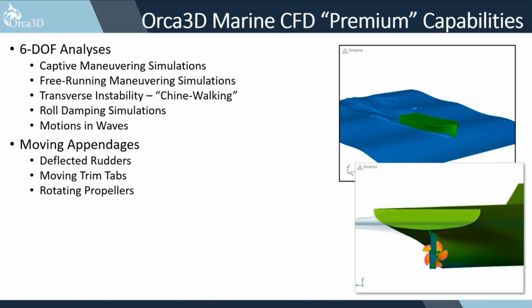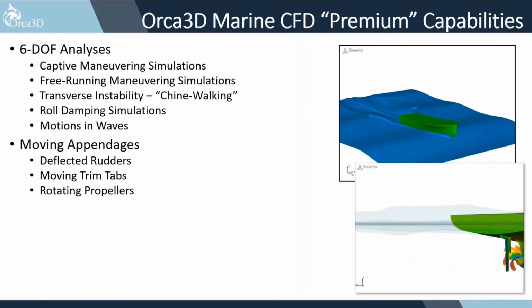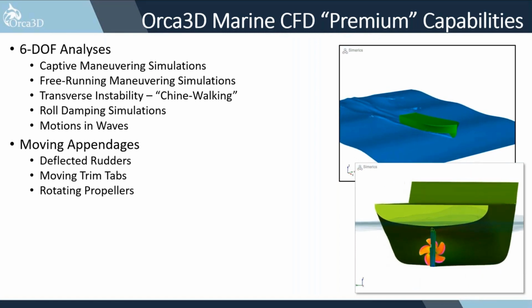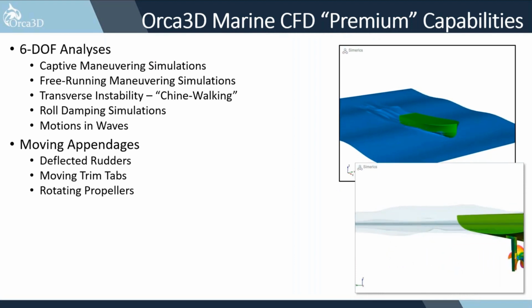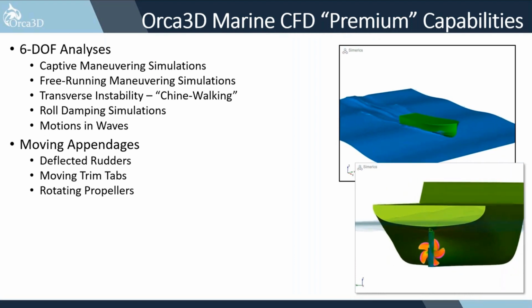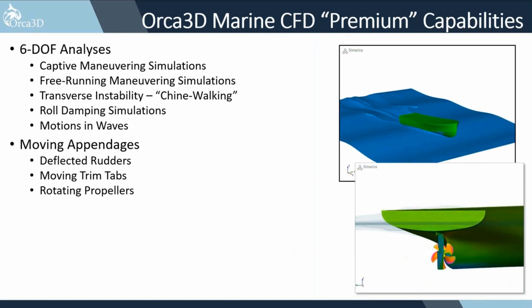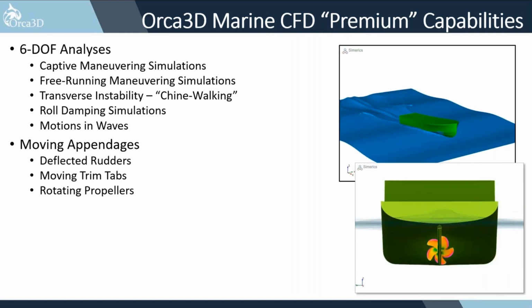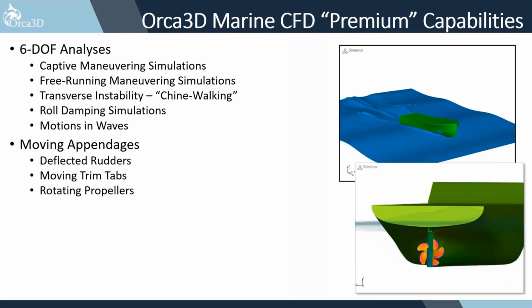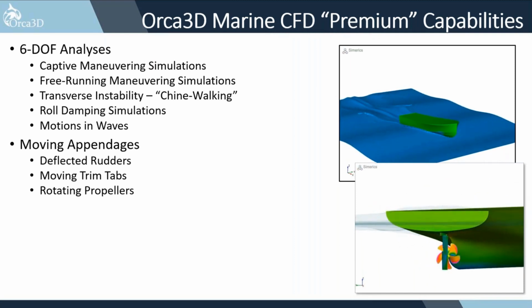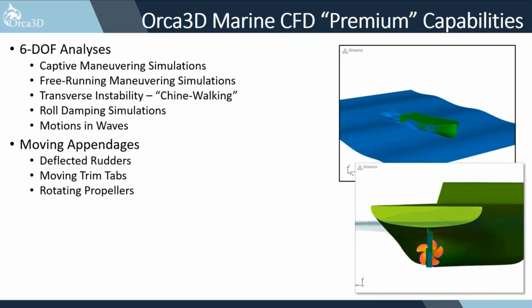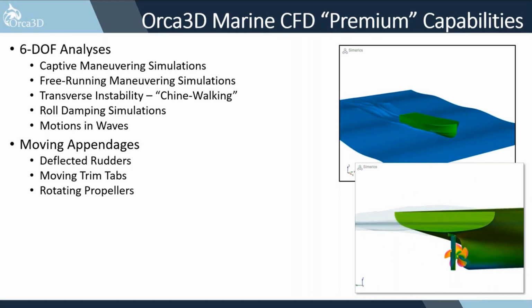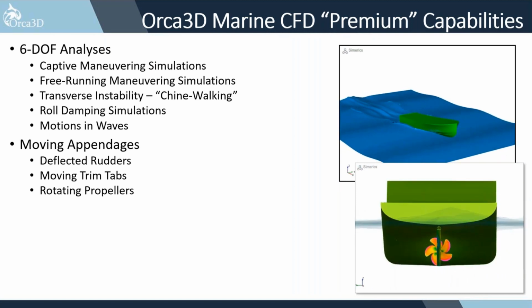So in your slide, lower right video that you see here, you see both a turning propeller, and if you look closely, you'll note that the rudder is being deflected as well, causing the vessel to turn. So that's a capability in premium. So one of the things to think about here is how these capabilities that are being exposed in the premium version might be used in your specific design context. There's a lot of different types of analysis you can do.